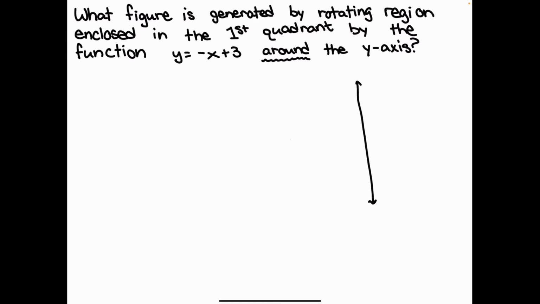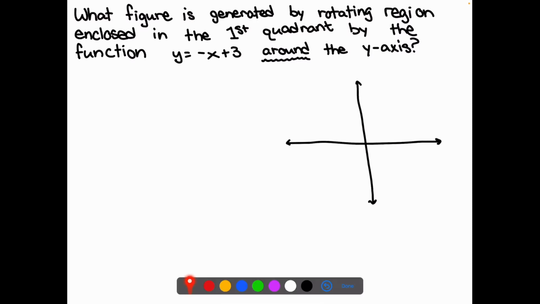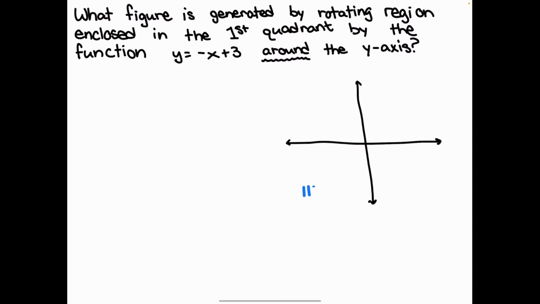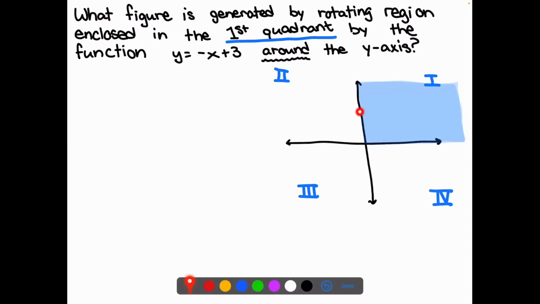So the first thing that we need to do is label our quadrants. And we know that we have 4 quadrants. Quadrant 1 is in the top right. Then it goes 2, 3, and 4. So we want to label all these quadrants so that we know that we're only working in the first quadrant here. So when I graph this line, y equals negative x plus 3, it needs to stay in the first quadrant. So the next thing that I do is graph this line.